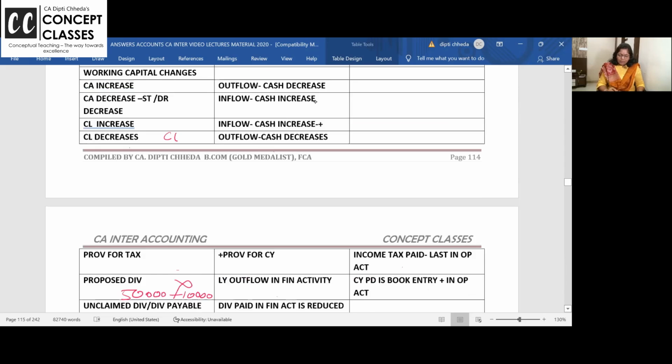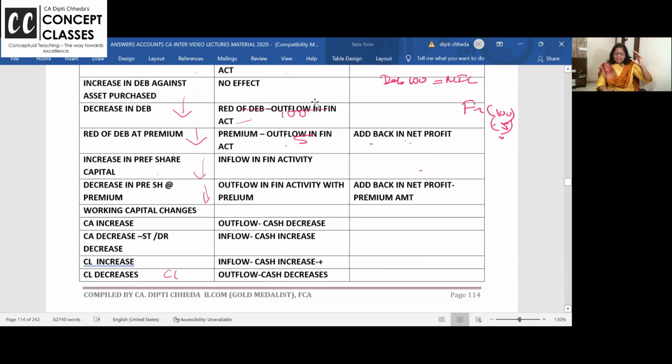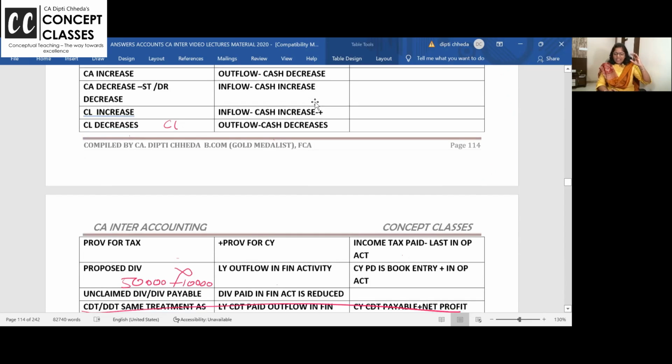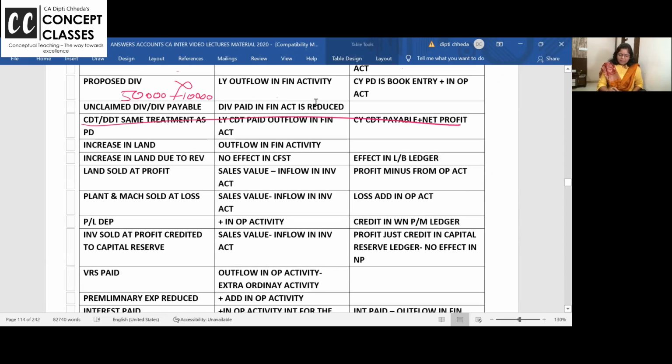Now, are you observing one thing? I have taken everything from the liability side: capital, reserves, debentures, preference shares, current liabilities, all. Now go to the asset side.